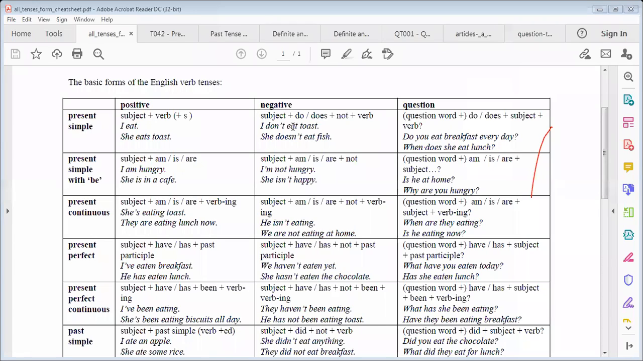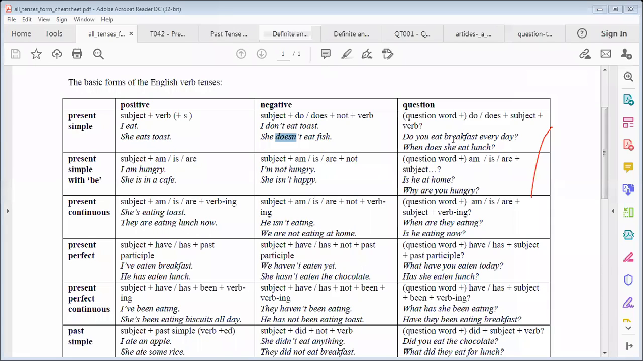Now, if you want to form a negative sentence, what you're going to do is add the helping verb do or does. Then you will add the word of negation, which is not, then the verb, and then the object. So, I do not eat toast. This is also simple present tense. She doesn't eat fish. So, what do you understand here? That does is used with third person singular subjects only, with he, she, and it. With other subjects, you're going to use do in present tense.